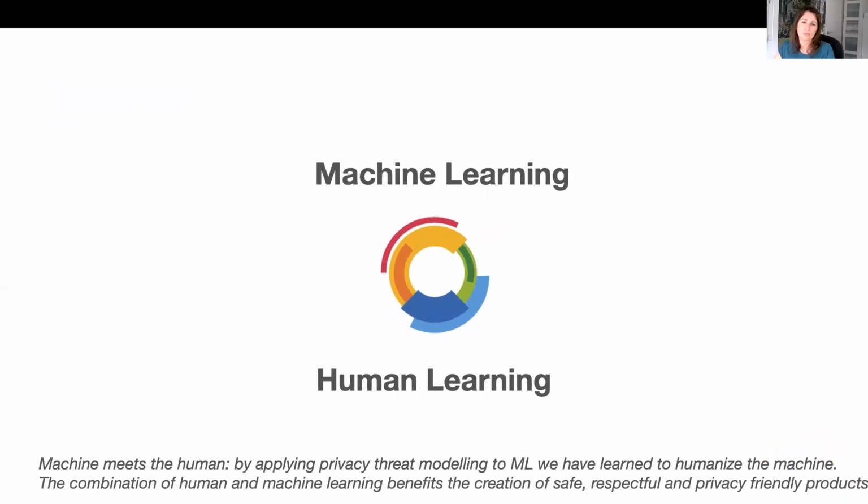To conclude, maybe in a poetic way, I would like to say that by applying privacy threat modeling to machine learning, we have learned to humanize the machine. The combination of human and machine learning is clearly beneficial for the creation of safe, respectful, and privacy-friendly products.